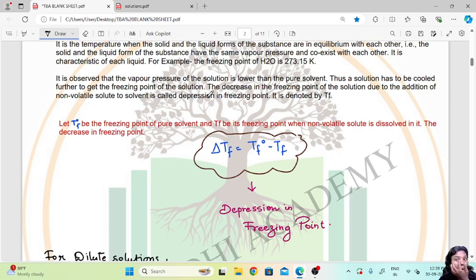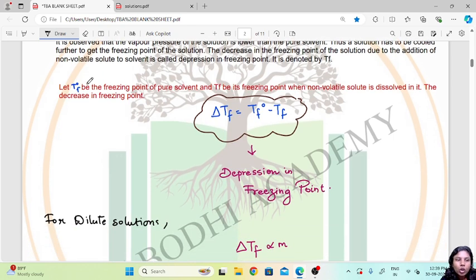So now if we want to obtain the freezing point of the solution, what do we have to do? We have to lower the temperature even further, because the vapor pressure of the solution is already lower than the pure solvent. So the decrease in the freezing point of the solution due to the addition of the non-volatile solute to the solvent is called depression in the freezing point, and that is denoted by delta Tf.